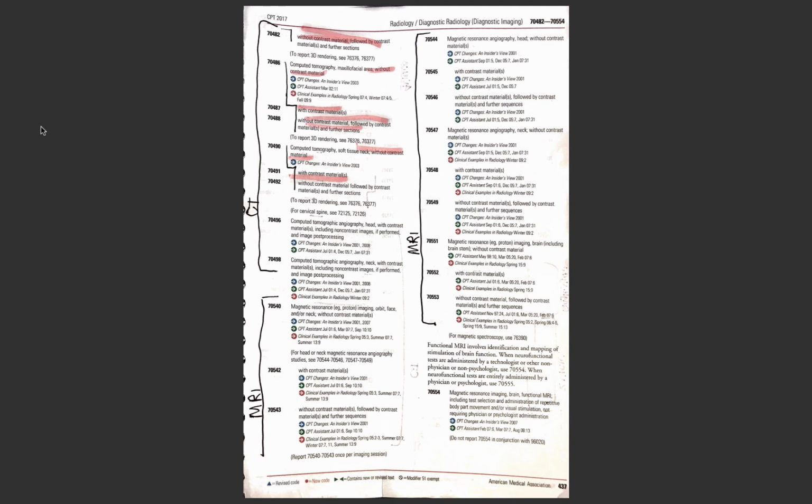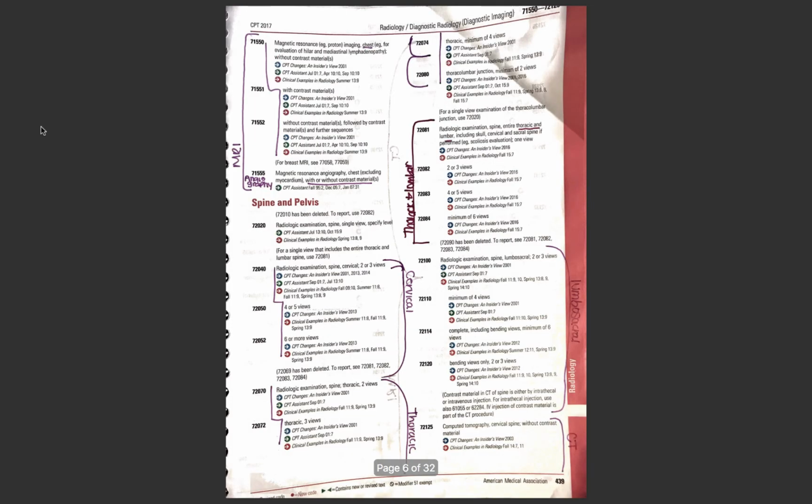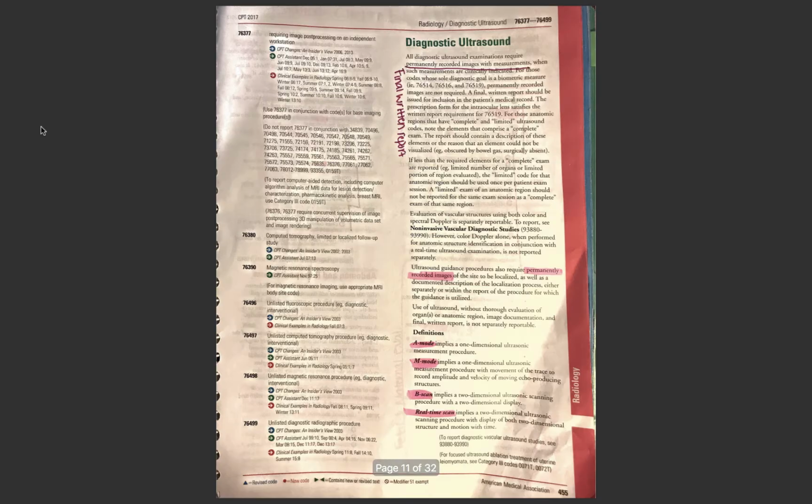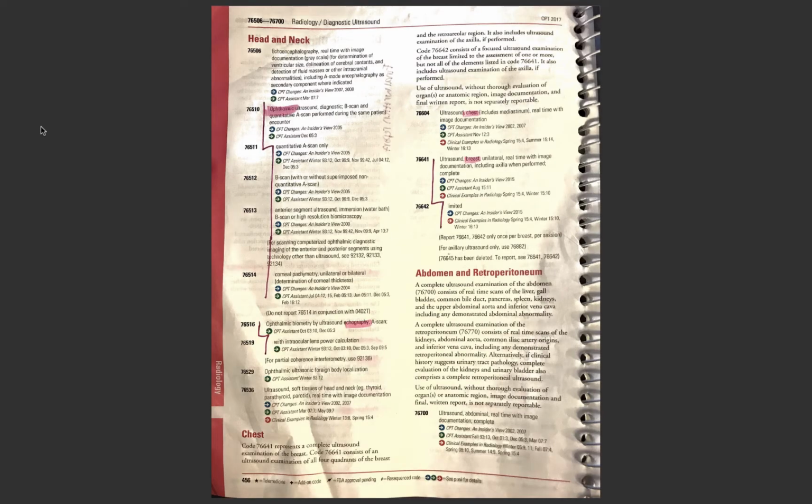Look at how in the diagnostic radiology section, I bracketed CT scans, MRI scans, and then x-rays to quickly find the code I'm looking for. Even with x-rays, I would put the body part and bracket it, because if you're looking for a knee x-ray, you don't want to have to read through all of those codes. Make sure to read the guidelines in the diagnostic ultrasound section, the abdomen and retroperitoneum section.